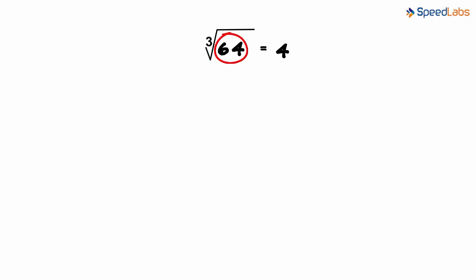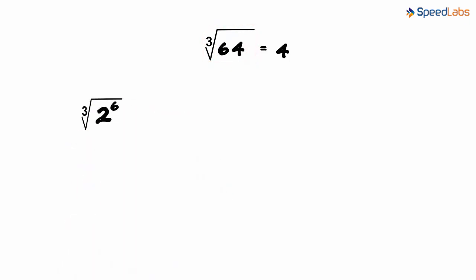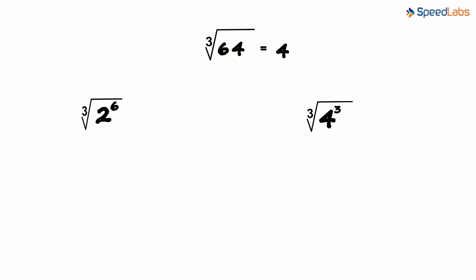We can write 64 as 2 raised to 6. Hence, cube root of 64 can be written as cube root of 2 raised to 6. We can also write 64 as 4 cubed. Hence, we write this as cube root of 4 cubed.